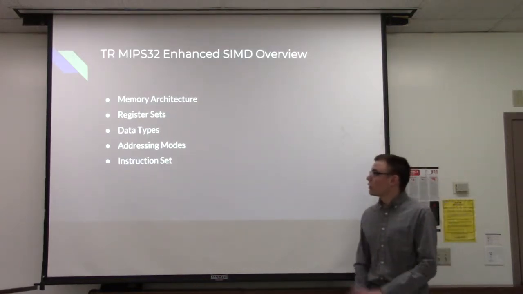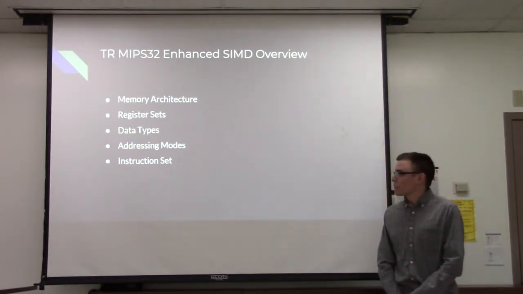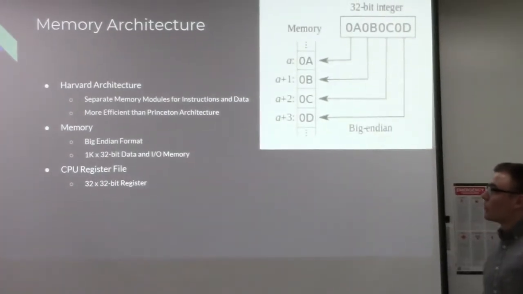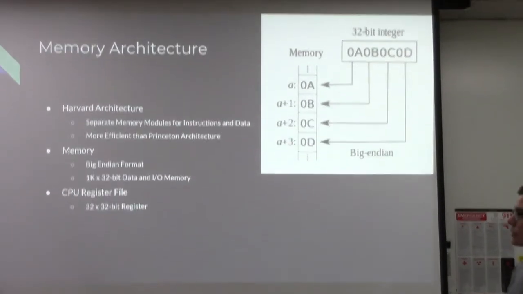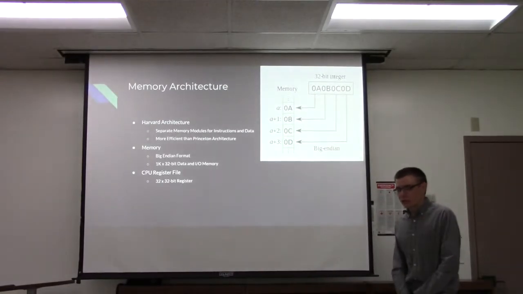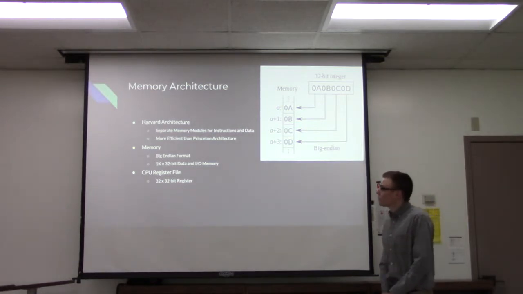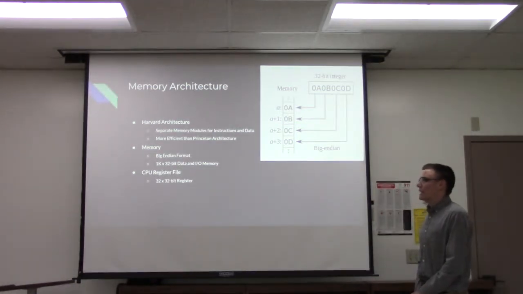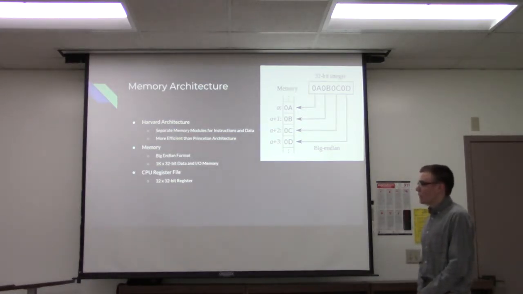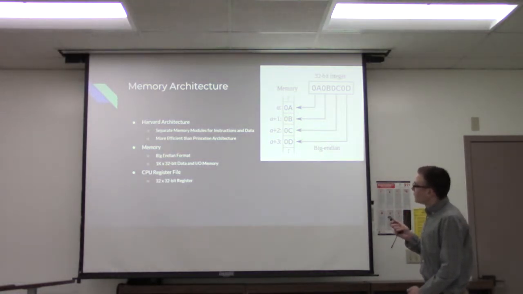So the base stuff that we'll be going over for general MIPS architecture is our memory architecture, our register sets, our data types, addressing modes, and instruction set. First off, we have our memory architecture, which is a Harvard architecture, with separate memory modules for our instructions and data, which is against the von Neumann. And then it's more efficient than the Princeton architecture. Sorry, not von Neumann. And our memory is formatted in big endian format, as previously discussed, with 1K by 32-bit data memory and I/O memory. And you can see the big endian format up here.